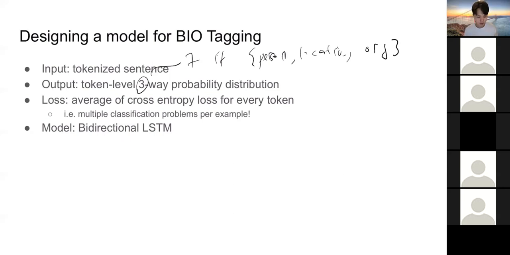But now the trick here is that we need to compute the loss for not each sentence, but for each token. So we're going to compute the cross entropy loss for every token, and we're going to average it, just like we average across different examples. That means we have multiple classification problems per example, or you can think of this as performing a lot of classifications per example. And we can still use the same bidirectional LSTM or not.